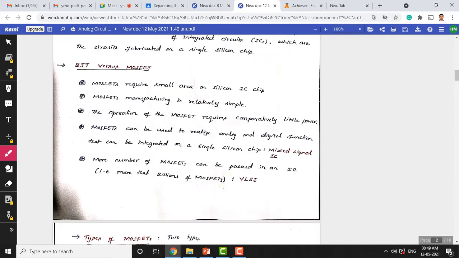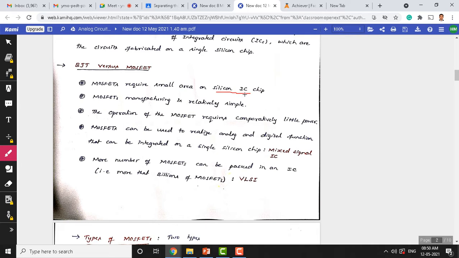Now let's have a few comparisons between the BJT versus the MOSFETs. Even though I highlight here only with reference to MOSFET, meaning the advantages of MOSFETs, the other way around you can think of the disadvantages of BJT as well. So look at the first advantage of MOSFET. MOSFET requires a small area on a single integrated circuit chip. Compared to the BJT, MOSFET occupies very little area in a single IC chip, or single silicon chip. That's the advantage for us.